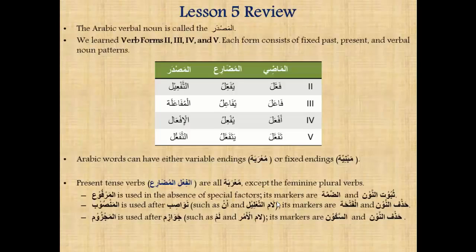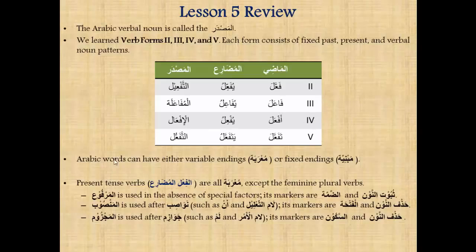This is a quick review, a summary of lesson number 5 and the material we just covered in this session. We learned that the Arabic verbal noun is called the masdar, and this has the same meaning, roughly, equivalent to the word running in the sentence, running is fun. The Arabic verbal noun functions just like a noun would function. We learned the Arabic verb forms 2, 3, 4, and 5 in this lesson. Each form consists of a fixed, unique, past tense, present tense, and verbal noun pattern. And we used fa, ayn, and lam as the placeholder root. So here's a chart summarizing all 4 forms, forms 2, 3, 4, and 5.